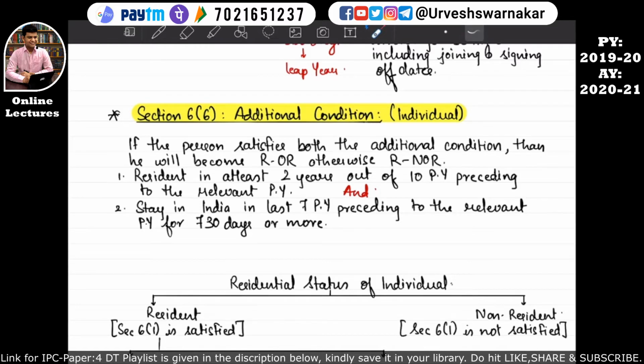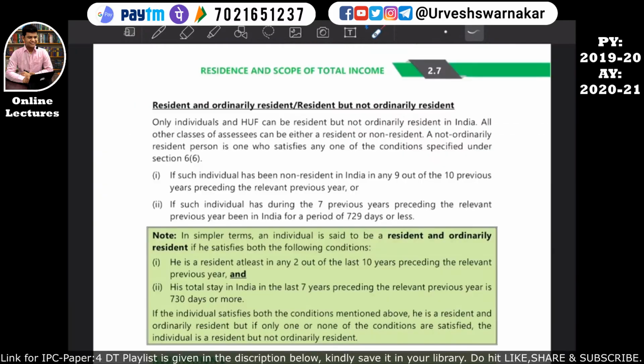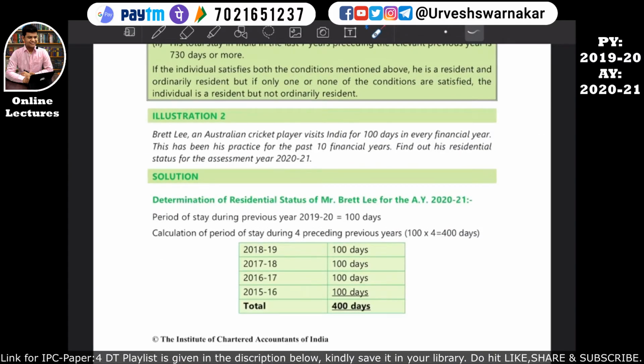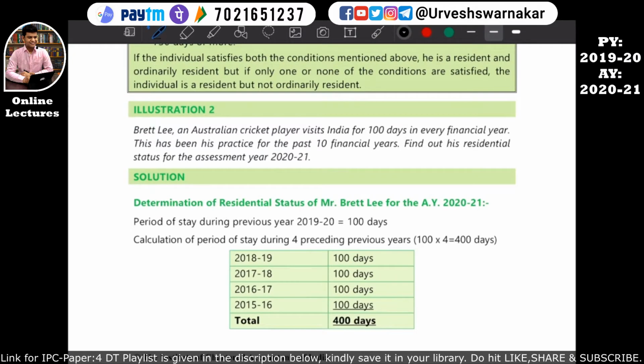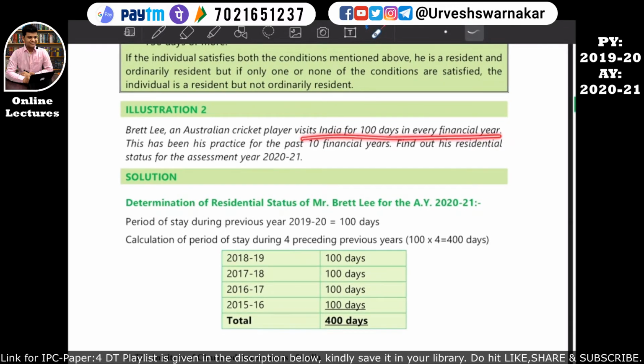Now we'll straight away see the question from the study material. So this is the question, illustration 2. Let's see this. Okay. Brett Lee, I think you all may be aware of Brett Lee, an Australian cricket player, visits India for 100 days in every financial year. So he visits India for 100 days in every financial year. This has been his practice for the past 10 financial years.